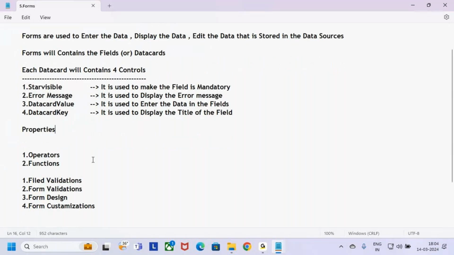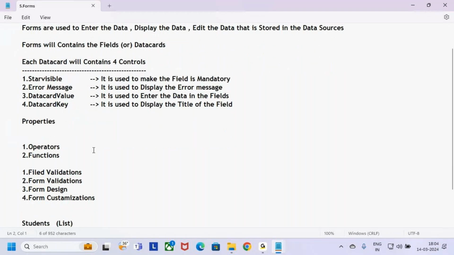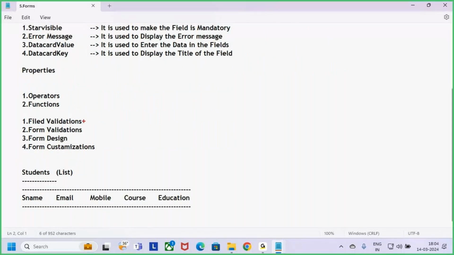Next, related to forms, we need to discuss field validations, form validations, form design and also form customizations. If you want to understand these things, we need to have some knowledge of operators and functions, because we are going to use these operators and functions in the validations. So before discussing these different types of validations and form design and customizations, first let me discuss the operators and then functions.